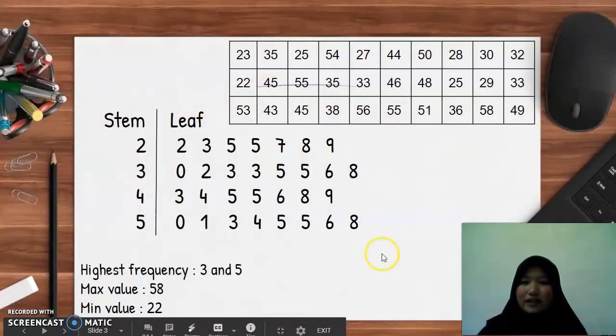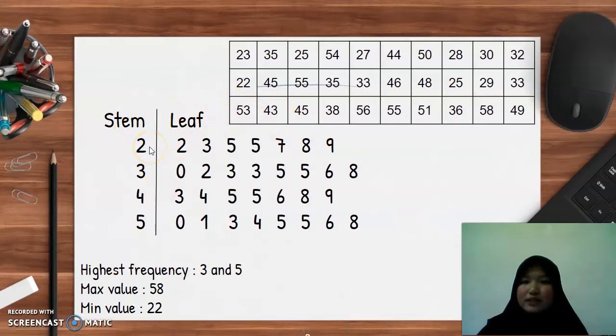Firstly, we need to divide the column into two, which is stem column and leaf column. For the stem column, we need to insert the first digit of every number. For example, the number 22, we need to insert the first number 2 here, and then for the number 35, we need to insert the first digit of the number 35, which is 3. And so on for the rest of the number: 2, 3, 4, and 5.